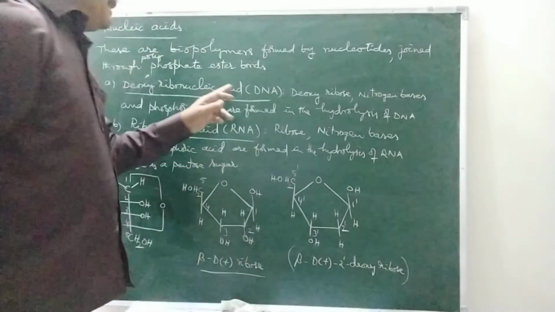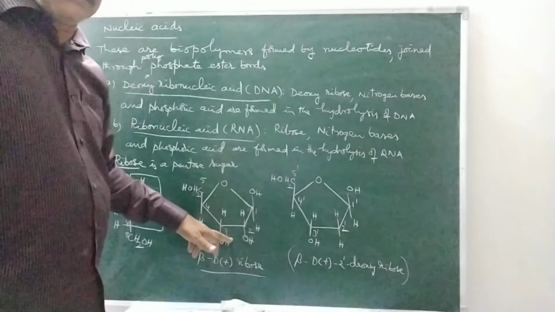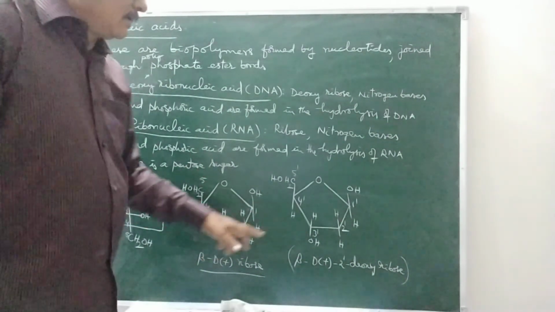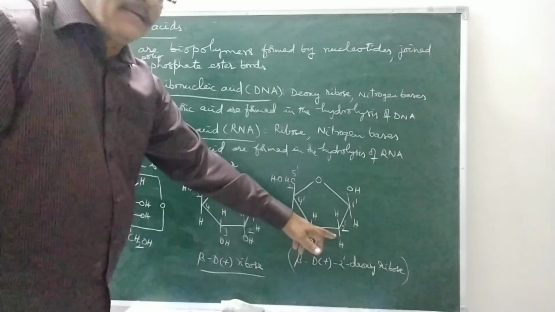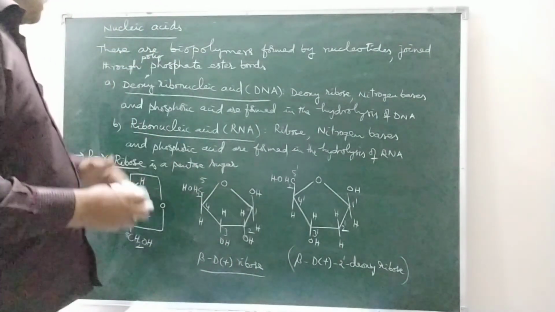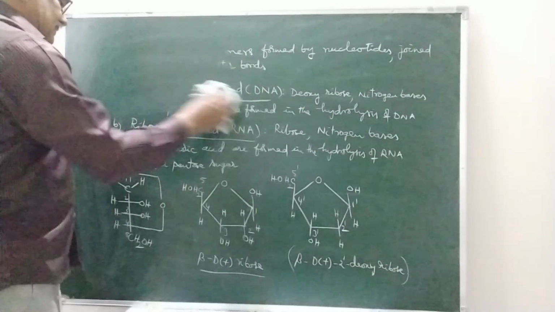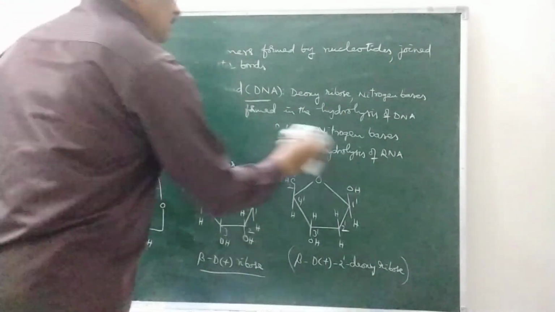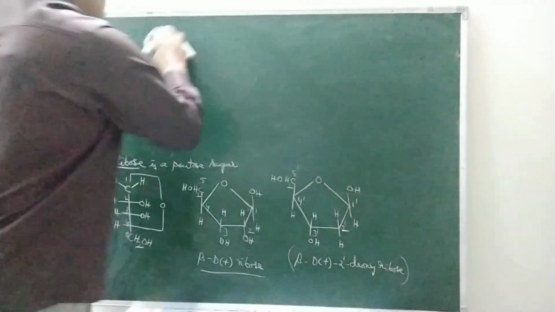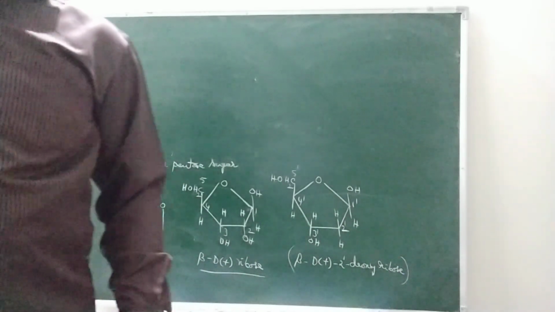So in DNA, this pentose sugar is present, and in RNA this is present. What is the difference between these two? At the second carbon in ribose, OH is present; in deoxyribose, at the second carbon oxygen is removed and only hydrogen is present. So this is about the two types of pentose sugars present in nucleic acids. Next one, nitrogenous bases. These are again divided into two types. These structures will be discussed now.